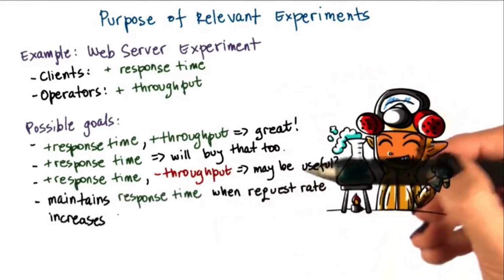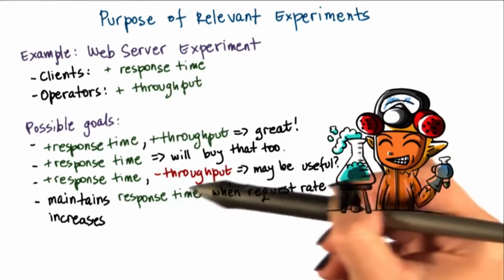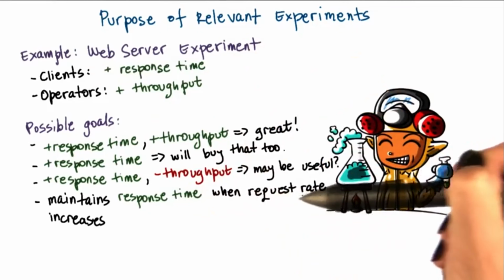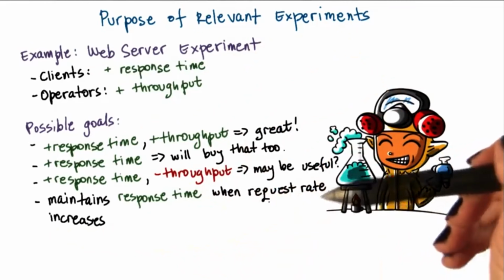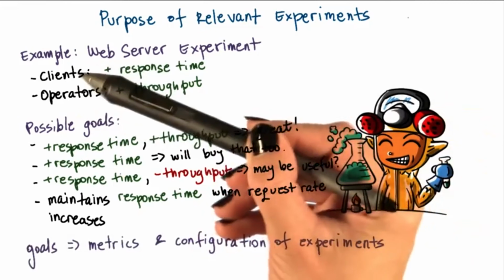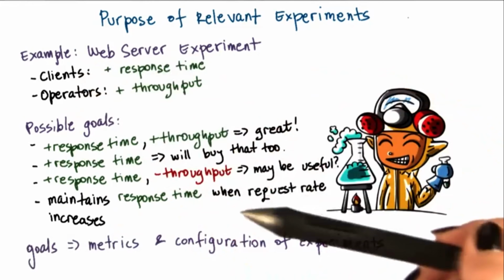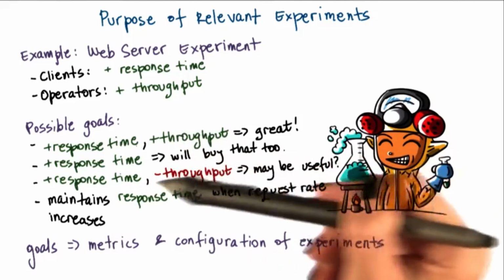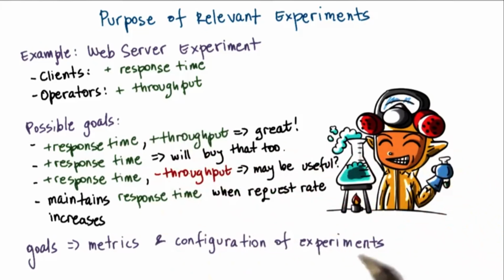Or maybe I need to define some experiments in which I'm trying to understand how the response time that the clients see is affected when the overall load of the web server increases, when the request rate increases. So by understanding the stakeholders and the goals that I want to meet with respect to these stakeholders, I'm able to define what are some metrics that I need to pay attention to, and that will give me insights into useful configurations of the experiments.